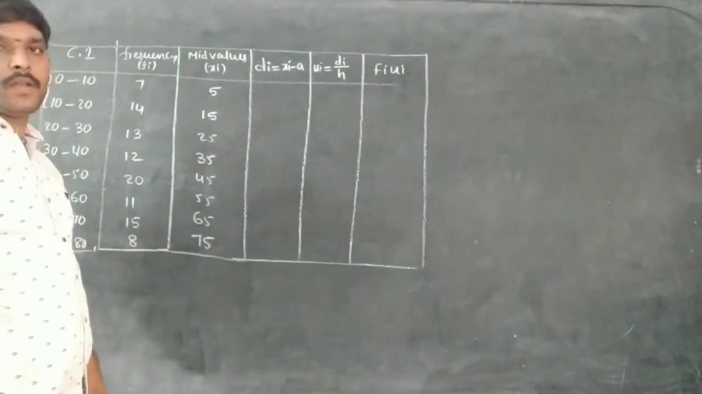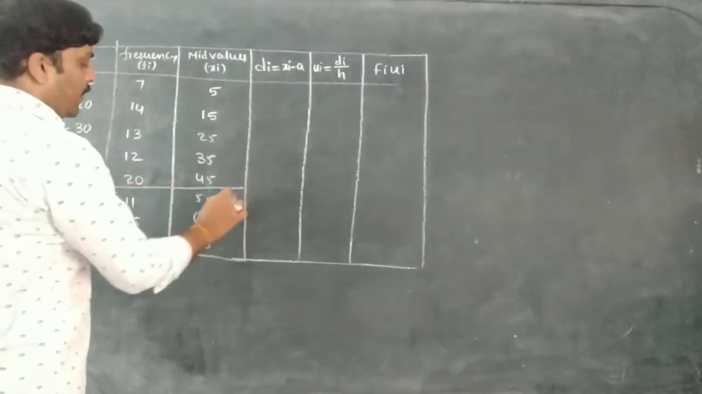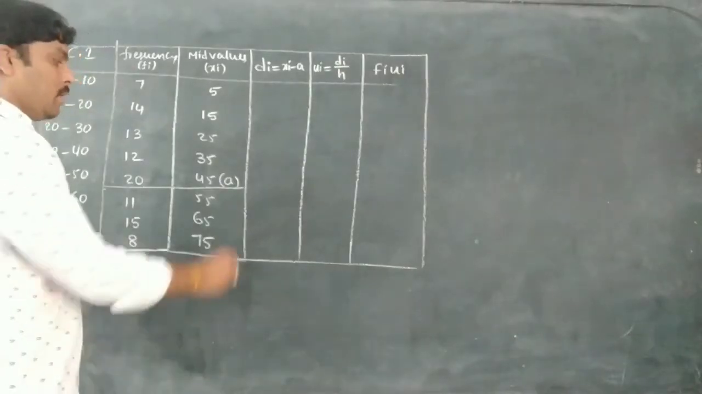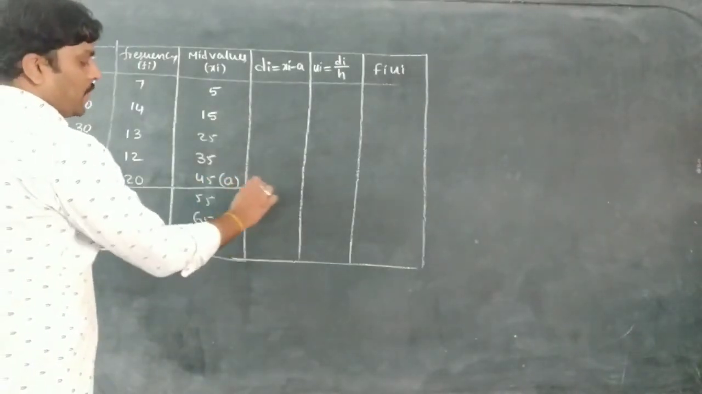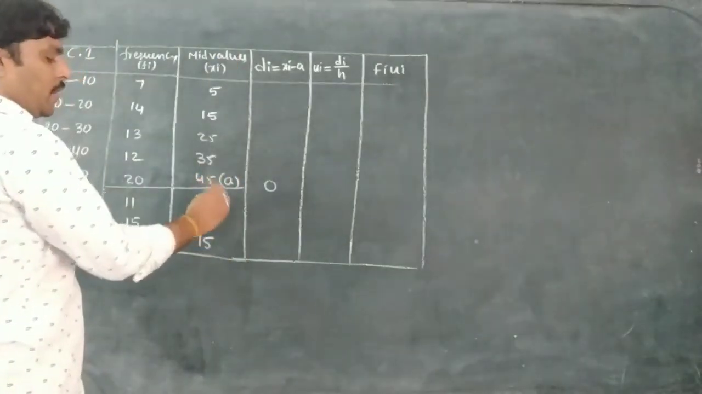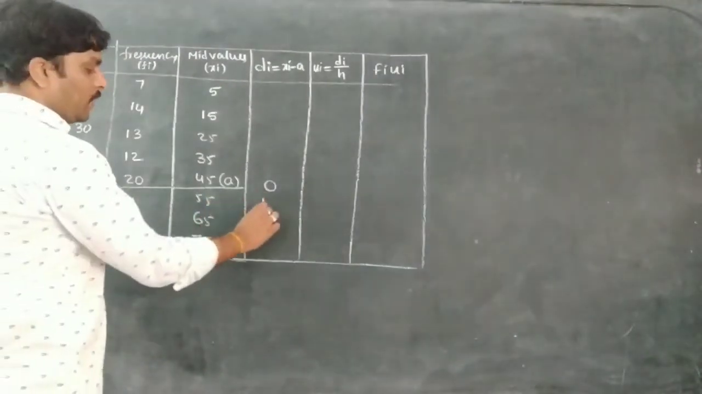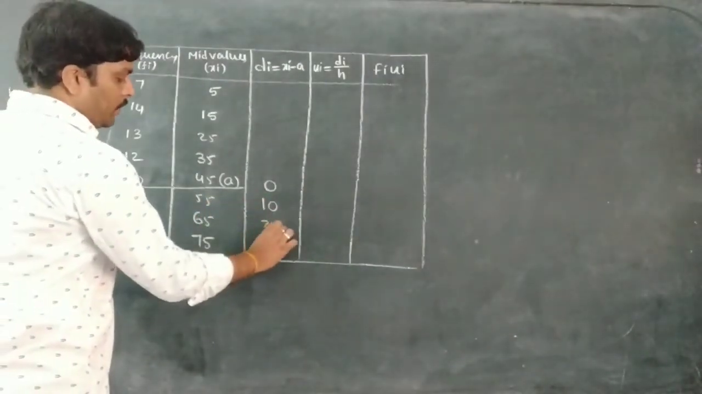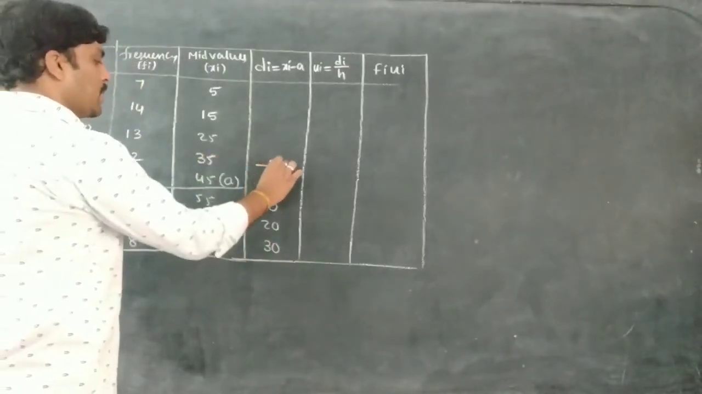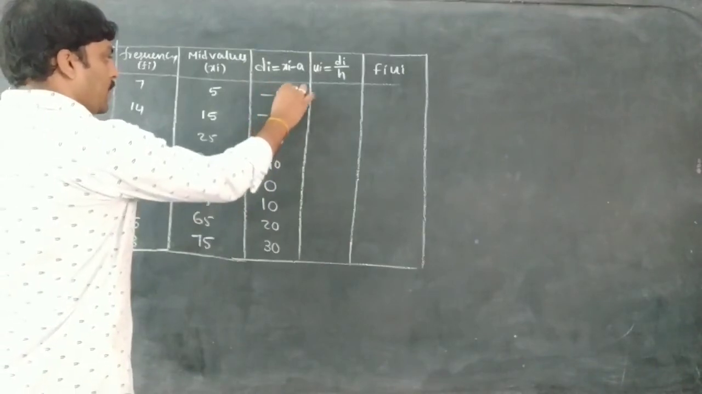These are mid values. Now xi minus a. The mid value related to the highest frequency is taken as the assumed mean, a for assumed mean. Exactly, 45 minus 45 is 0. Here xi minus a: the value 45 is subtracted from all the mid values. 55 minus 45 is 10, then 20, 30. Here 35 minus 45 is minus 10, minus 20, minus 30, minus 40.